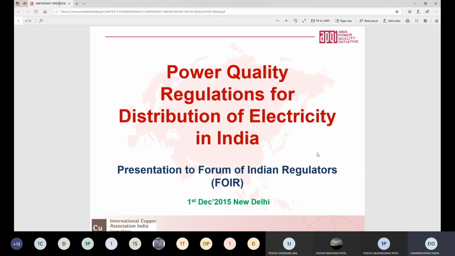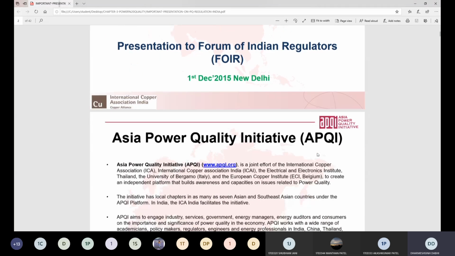Okay, so I start again this. Power quality regulations for distribution of electricity in India. This is one of the group, Asia Power Quality Initiative. This report I have got from online. This is available on the internet. This is a report of 2015.